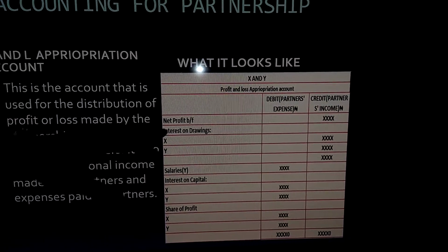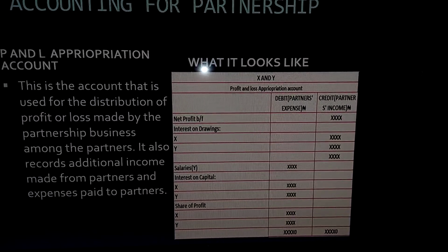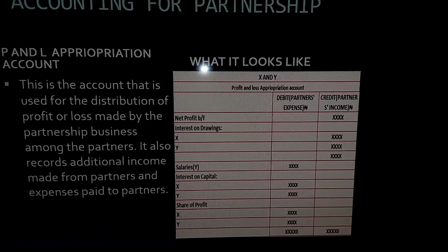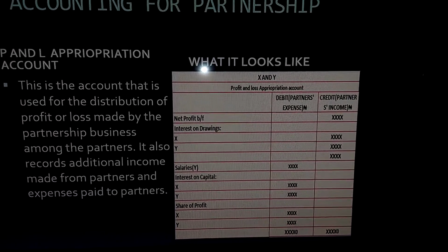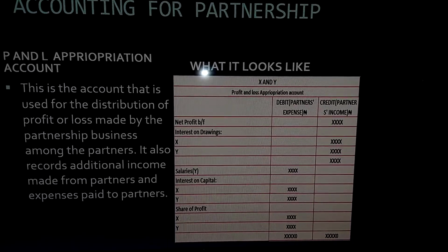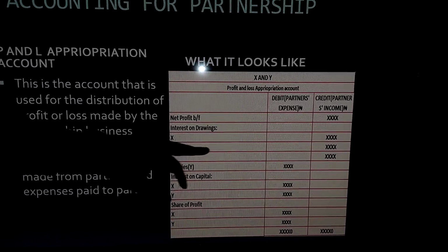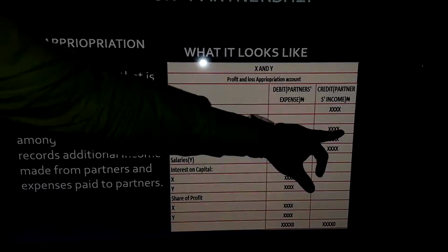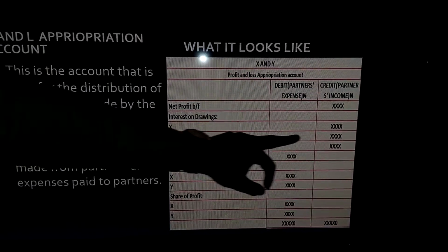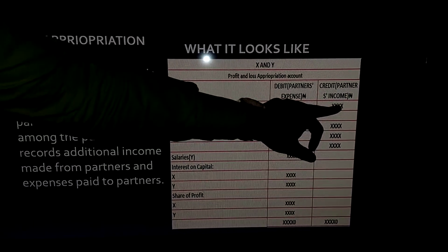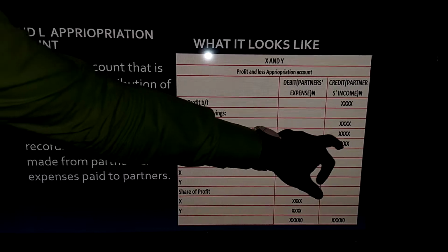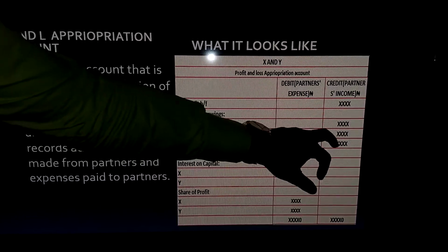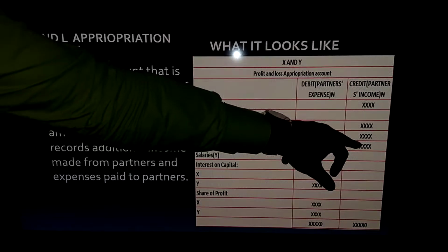Now it is possible that the partners had drawings, and there's interest on the drawings. So the interest charged on the drawings is an income to the partners. So you have interest on drawings. X is paying an amount, Y is also paying an amount. So these two added to this is what we have here. So this is the actual total income that the partners need to share.